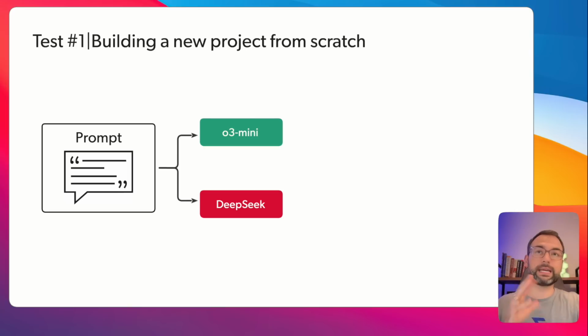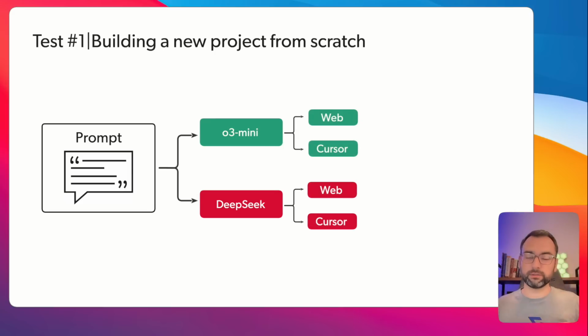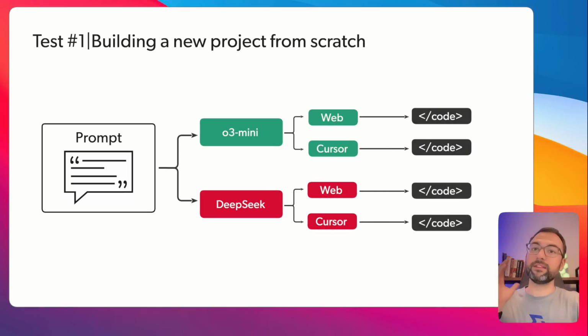But because I want to test this out as much as possible, we're also going to be passing the same prompt over to DeepSeek in the web and in Cursor, and same for o3-mini. We're going to be giving it to the web interface and Cursor just to see the performance, see if it changes, and see what the final outputs are. Then we're going to save the code to our computer and then run it and analyze to see, hey, was it able to actually build a project from scratch?